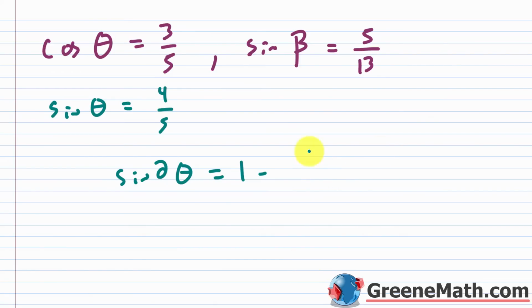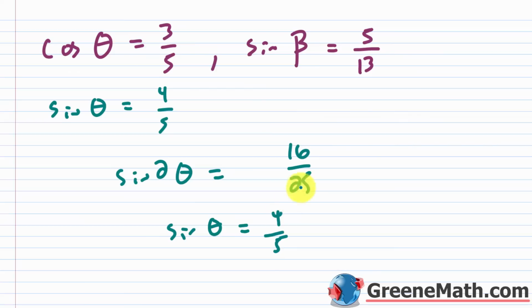So 3/5 squared would be 9 over 25. And I would write this as 25 over 25. 25 minus 9 is 16, so this is 16 over 25. And again, I would want the principal square root here because I'm in quadrant 1. So sine of theta is equal to 4 over 5.